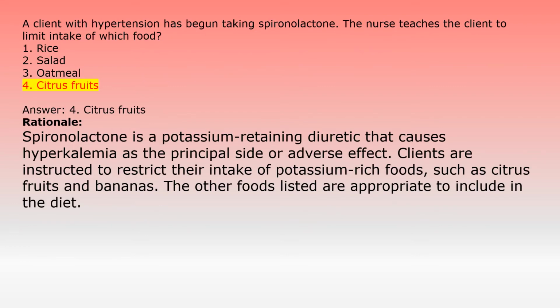Answer. 4. Citrus fruits. Rationale. Spironolactone is a potassium-retaining diuretic that causes hyperkalemia as the principal side or adverse effect. Clients are instructed to restrict their intake of potassium-rich foods, such as citrus fruits and bananas. The other foods listed are appropriate to include in the diet.